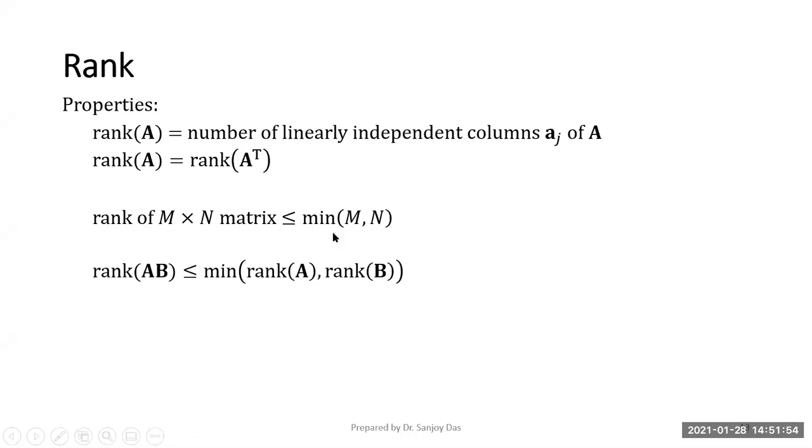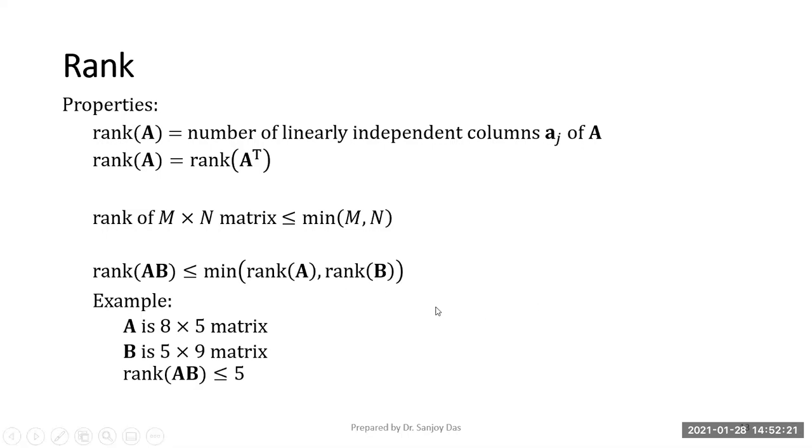So if you have a 5 by 3 matrix, what would its rank be? 3 or less. The minimum of the 2 dimensions. Okay. It cannot be 5, even if it's a 5 by 3 matrix. Rank of the product AB is less than or equal to the minimum of the rank of A and the rank of B.